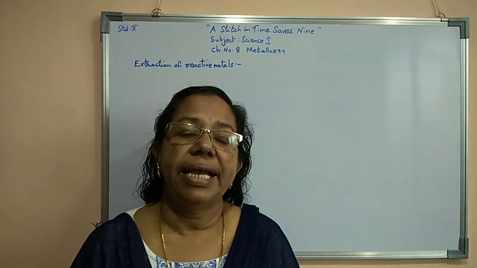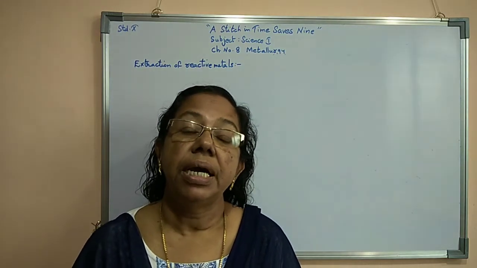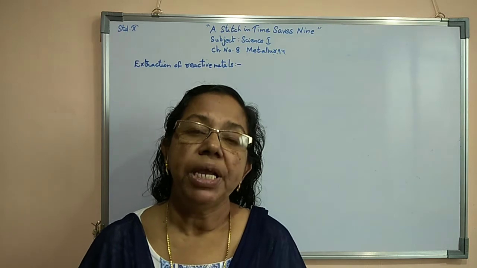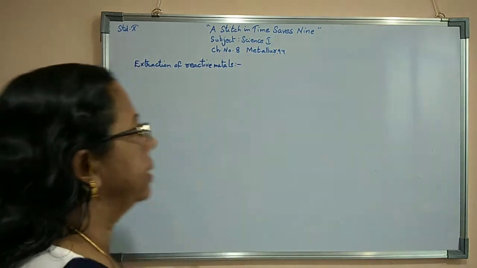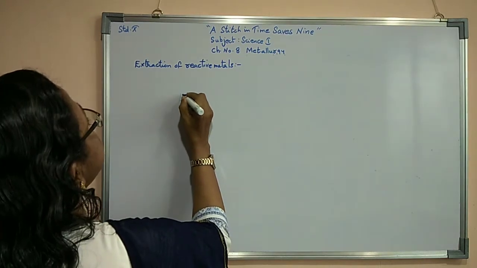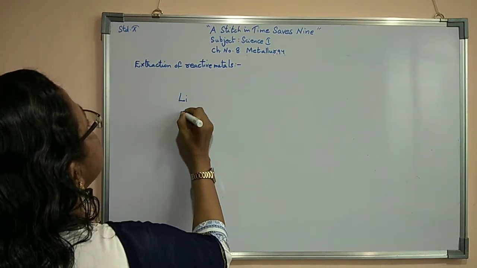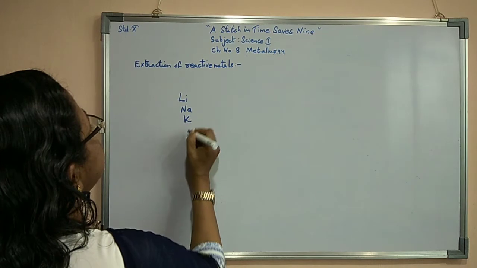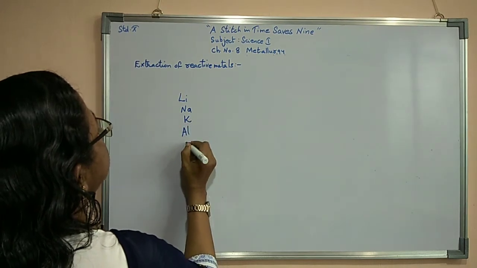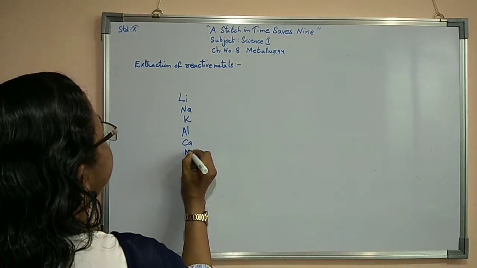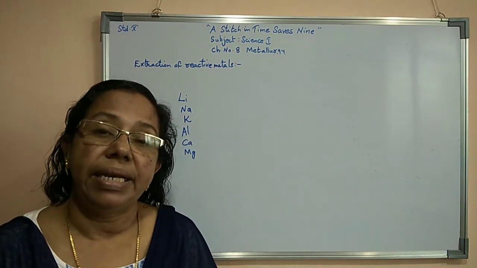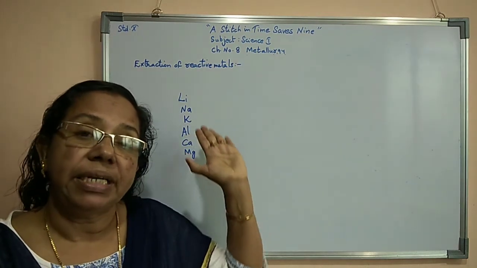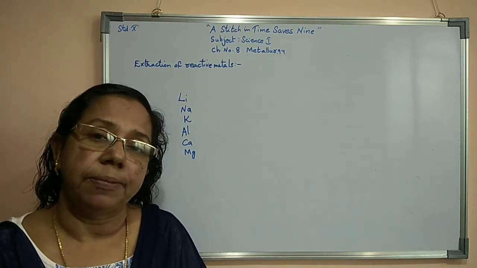Let us study extraction of reactive metals. Here are a few examples of reactive metals. They are lithium, sodium, potassium, aluminium, calcium, magnesium, etc. Like that, there are different metals. These metals are reactive metals.